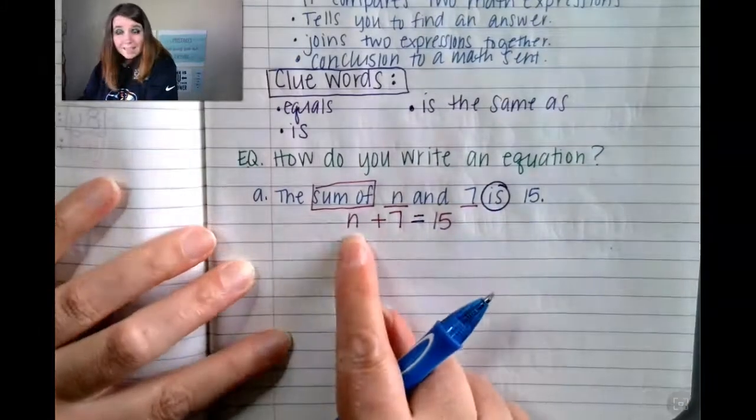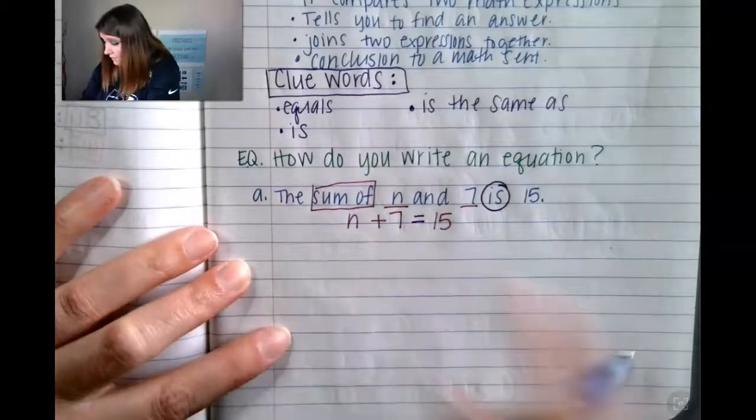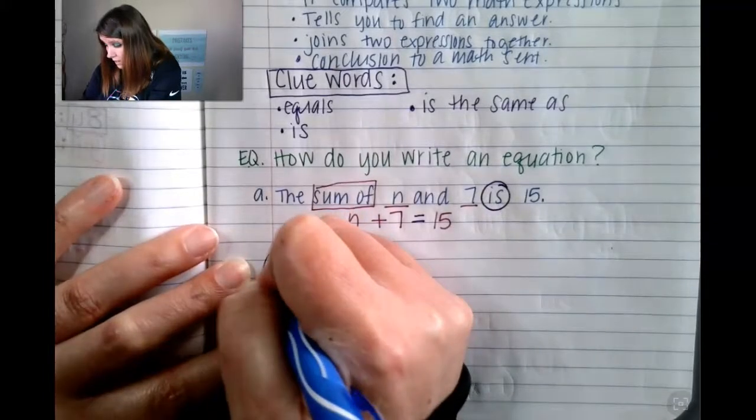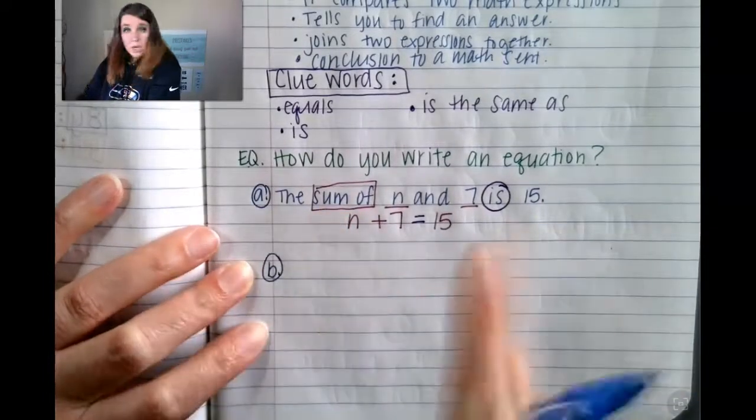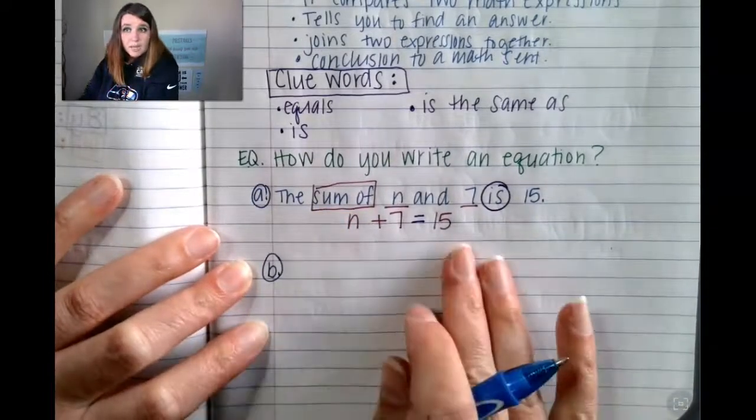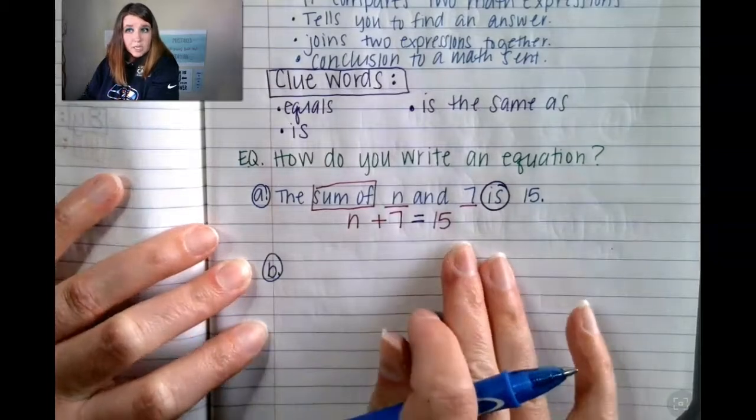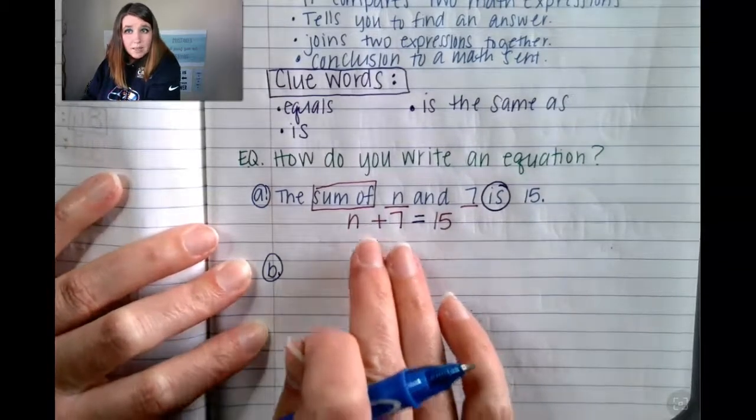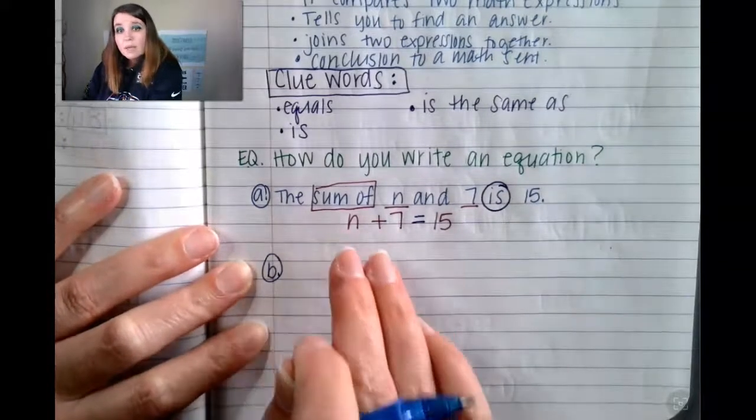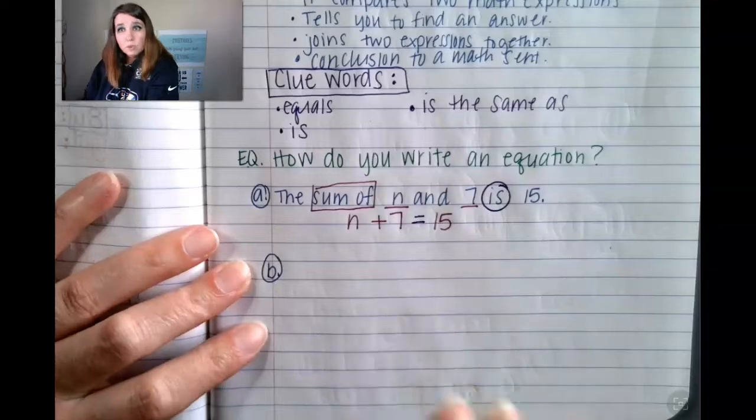We don't know what n is yet. They haven't told us. We haven't solved for it, and they haven't told us, so we're not going to solve for it. This is what we're writing. We're just writing equations. This is how you write them. It doesn't say evaluate. It says to write them. So we're writing them.